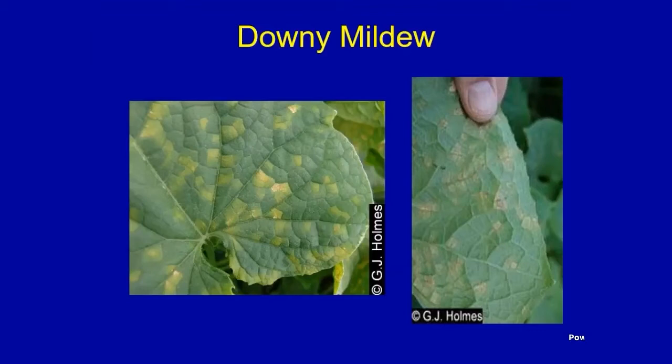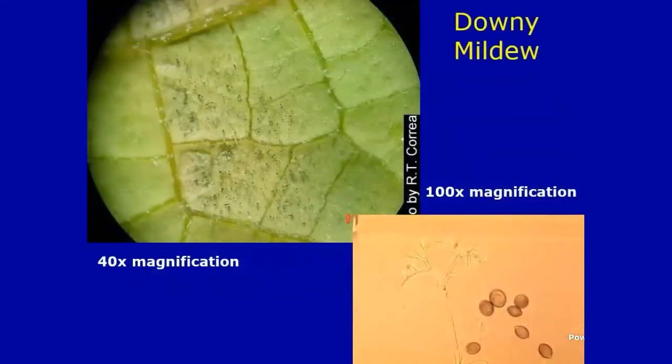If you flip this leaf over, on the corresponding lower leaf surface where that lesion is, you would see a velvety, fluffy growth. And those are the fungal spores of downy mildew. At 40 magnification on a dissecting scope, you'd see these black spore balls, basically, which are the sporangia spores of the pathogen. At 100x in the bottom right, you'd see these Christmas tree-like structures with the spores present. So it can be a very aggressive pathogen with spore production on the lower leaf surface. When you do spray, trying to get the upper leaf surface and the lower leaf surface can be very important.